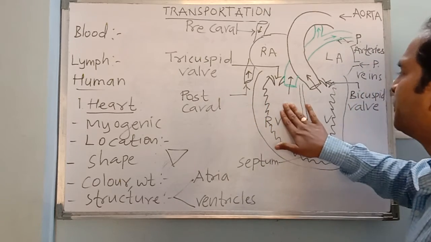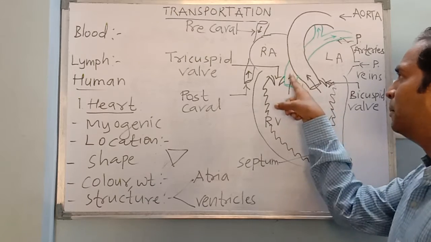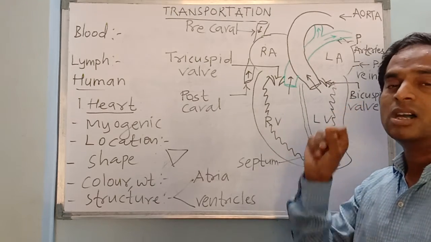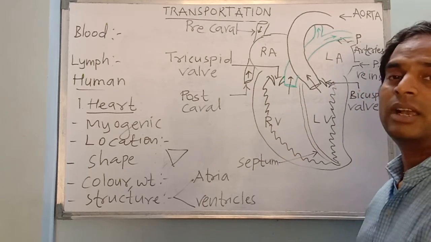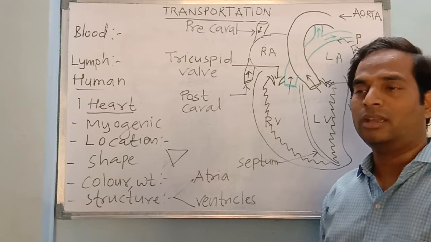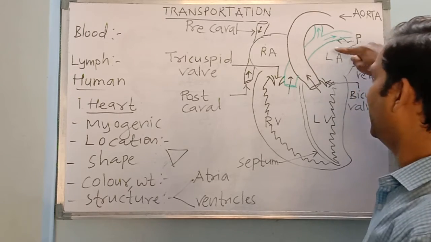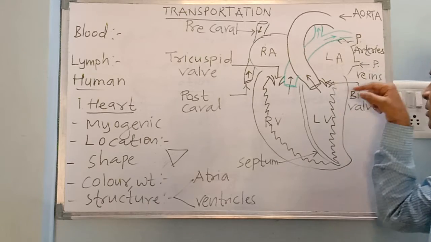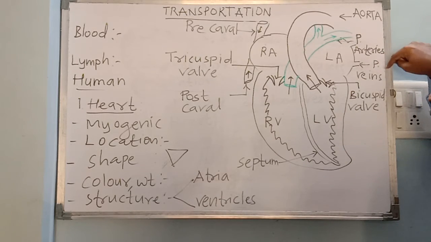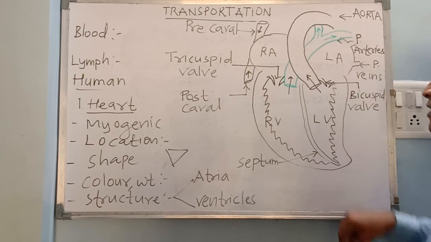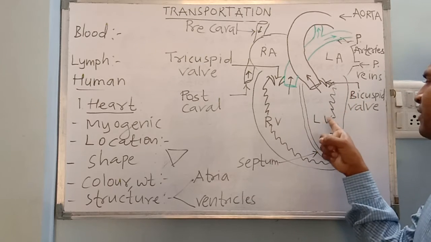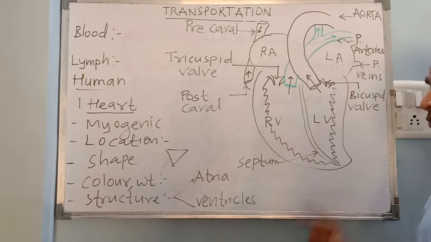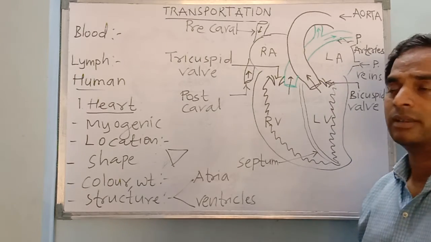Now from here, that impure blood is pumped into the pulmonary arteries. This blood will go to the lungs. In the lungs, that impure blood will become pure by adding oxygen to it. Once it becomes pure, it will come back through the pulmonary veins, and these pulmonary veins will pour the blood into the left atrium. From the left atrium, that blood will enter the left ventricle through this valve. The name of the valve is the bicuspid valve.